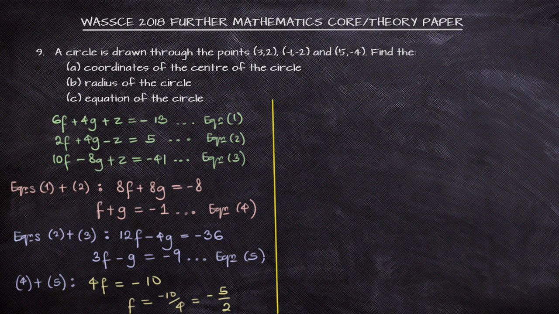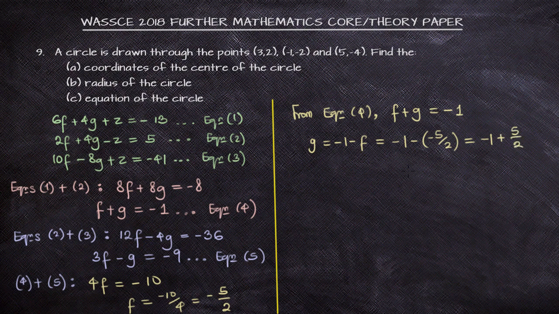Now, in one of the previous equations, either equation 4 or 5, I can substitute the value of f so that I can have g. So using equation 4, f plus g is equal to minus 1, and f is minus 5 over 2, meaning that g will be minus 1 minus f. That's minus 1 minus minus 5 over 2. The negatives multiply each other to give minus 1 plus 5 over 2. And if I find the LCM, that will be minus 2 plus 5, such that g is 3 over 2.